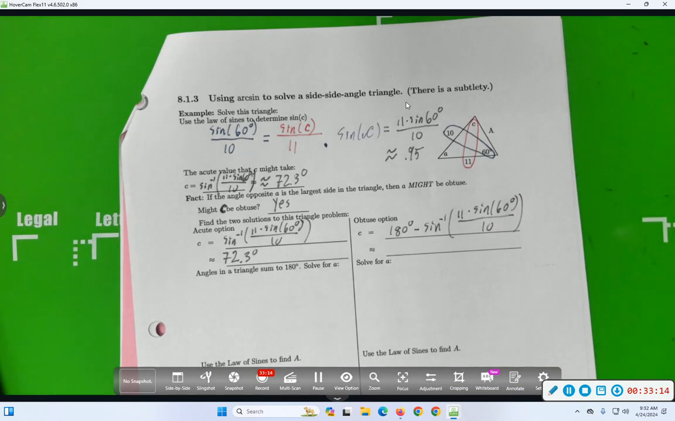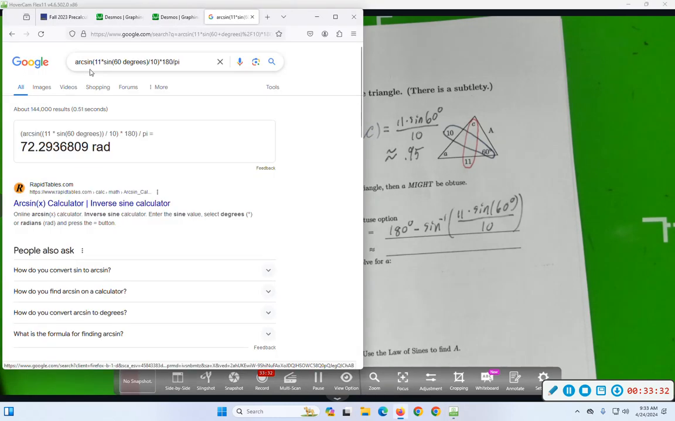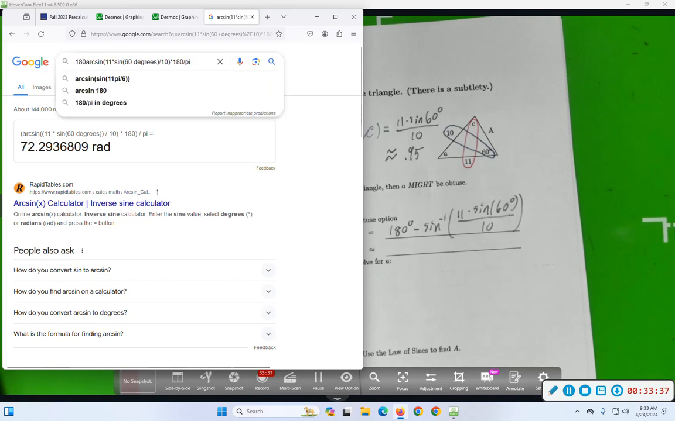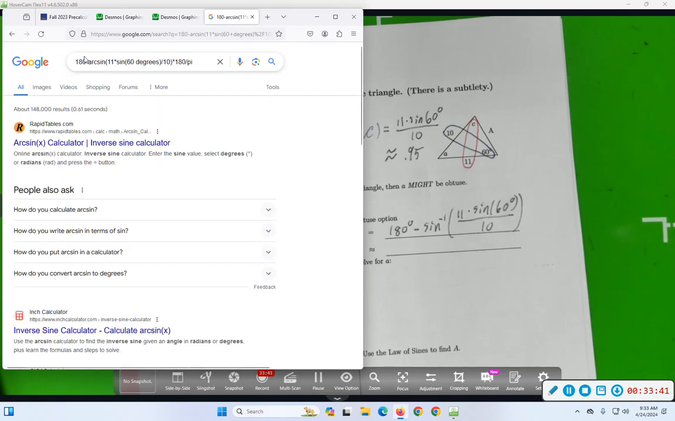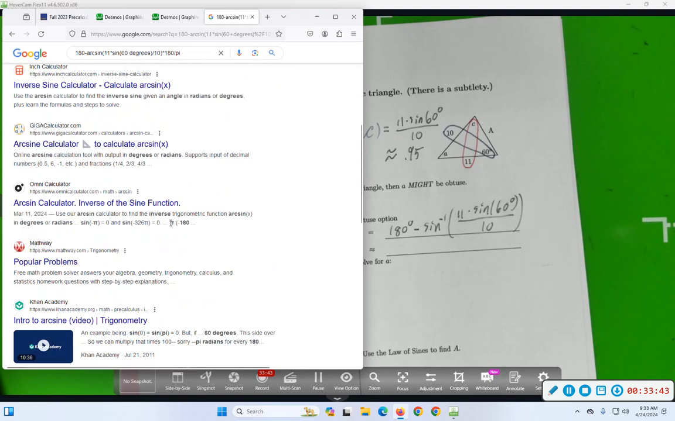All right. Feeling pretty good? Those of you who are playing along with a calculator that has a built-in memory function could do 180 and then scroll up to the previous answer, right? And I'll do something like that. So there is the acute option, 180 degrees minus that stuff.